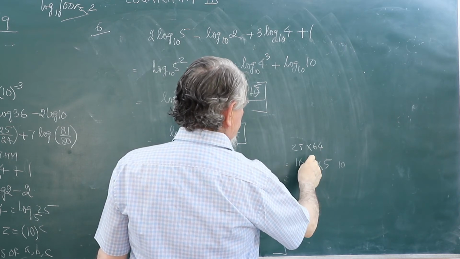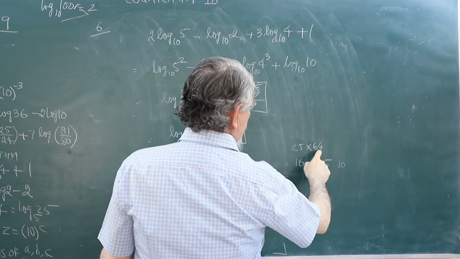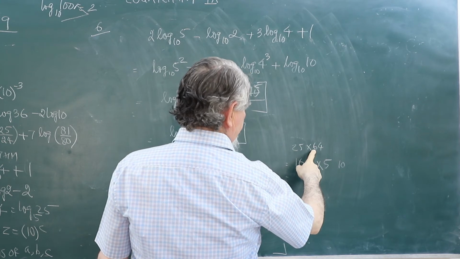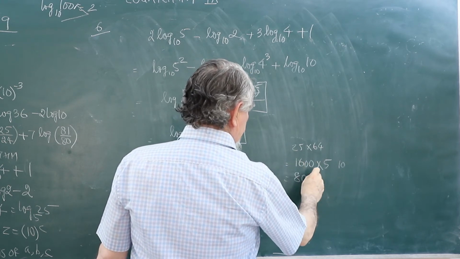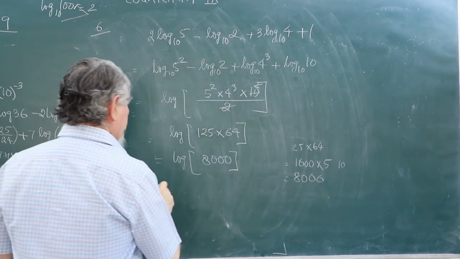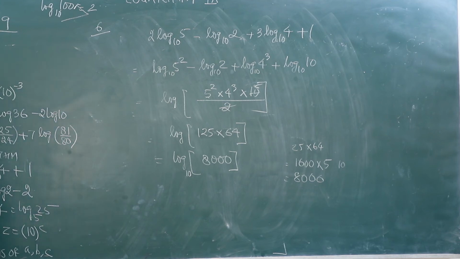1600. It should be actually 25 4s are 100 and 25, 6, 150, 160, 1600 into 5, that will be, yes, 8000, log 8000 to the base 10. That will be the answer. You have to just multiply 125 into 64, that will come out to be 8000, log 8000 to the base 10. So that is the answer. Now let us see question number 7.